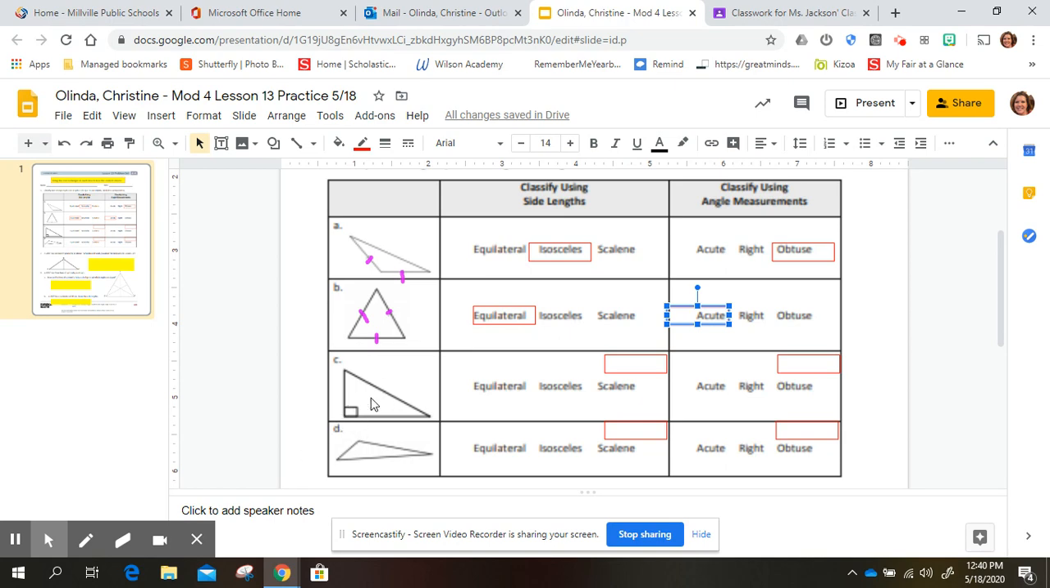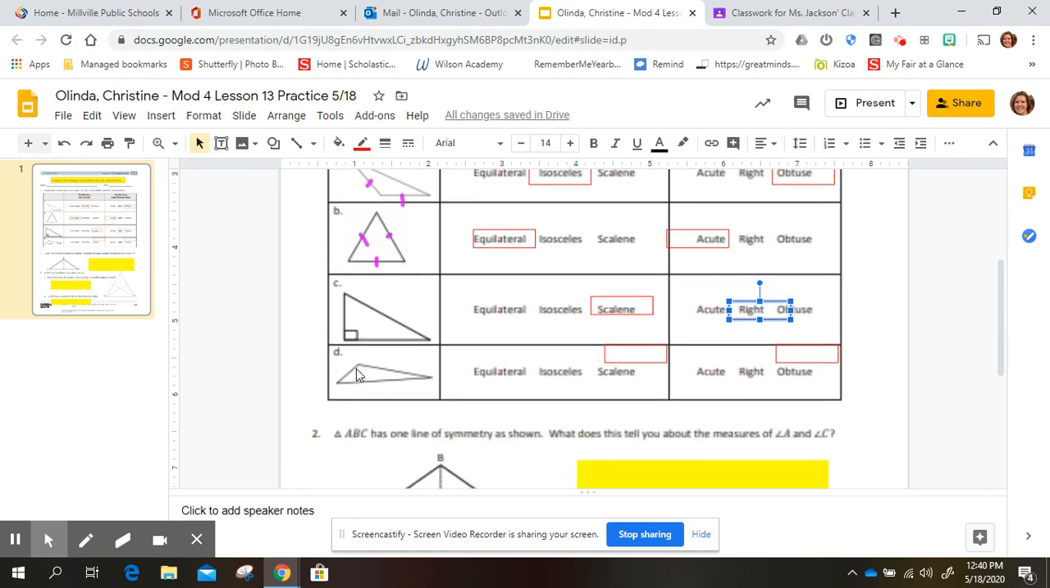We see that none of the sides are the same length. There are no lines. So when none of the sides are the same length, that would be scalene. But right here, this little square here always tells us that that's a right angle, that this angle right here is 90 degrees. And so this looks like the same thing, except laying down flat.